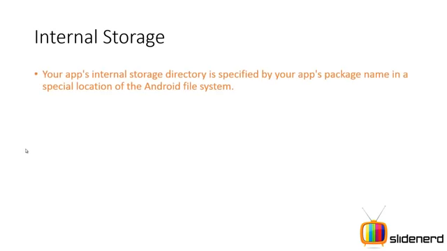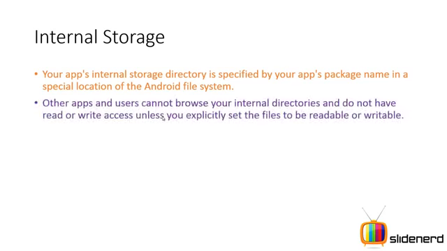Now let's see exactly how the internal storage stuff works. The files are stored inside a directory which is actually data slash the package name slash files, and we'll be seeing this in the next video when we work on this. The other apps and the users cannot browse your internal directories, and hence they do not have read-write access unless your files are explicitly readable or writable. Now you have the option to give options as to how the files can be accessed and by whom. Like for example, you can say the files should be readable by everybody, and in that case they will be. Or you can say the files should be private to your app, and yes, they will be.